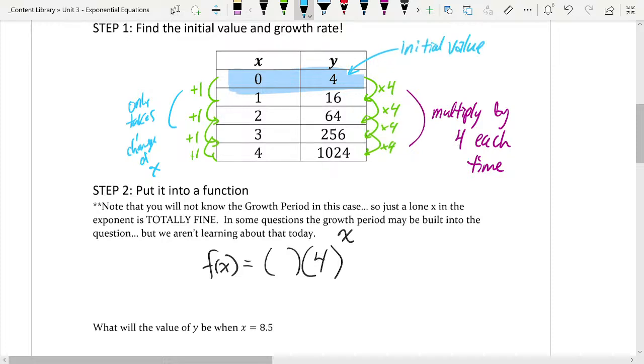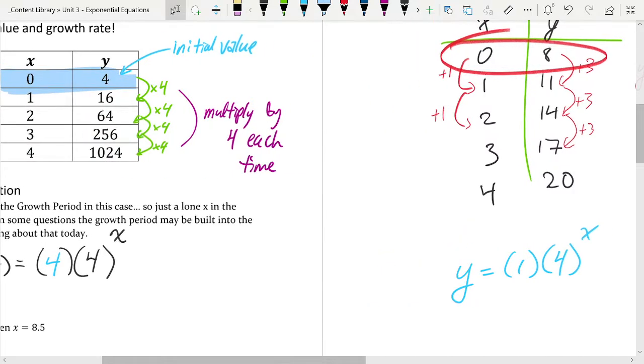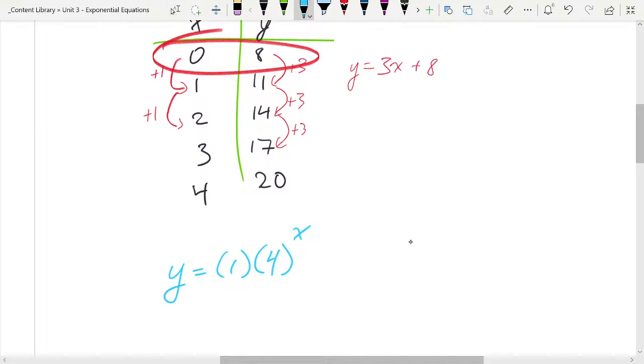So there we can say start with 4 and multiply by 4 over and over and over again. Does that make sense? Why couldn't I just start with 1? Wouldn't that also give me a pattern of 4, 16, 64, 256, 1024? I mean, it would, right? Like if my equation was y equals 1 times 4 to the exponent x, would that give me the same basic pattern?